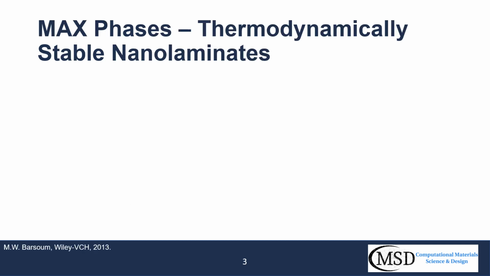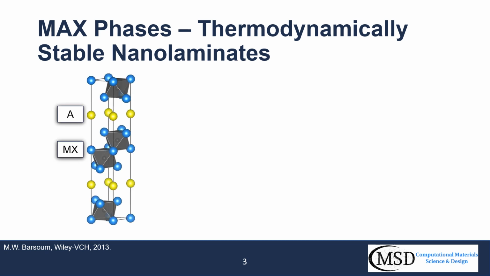So just jumping right into it, an introduction of MAX phases. MAX phases are commonly known as thermodynamically stable nanolaminates, and this is because of their inherently layered crystalline structure. They are ternary carbides and nitrides, where MX blocks, with M being an early transition metal and X being carbon and nitrogen, are interleaved with pure A group element layers.